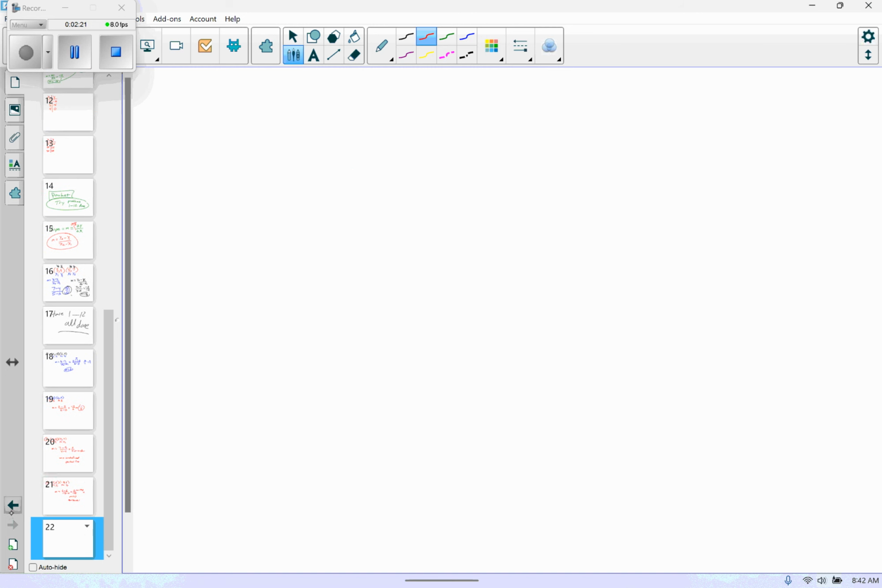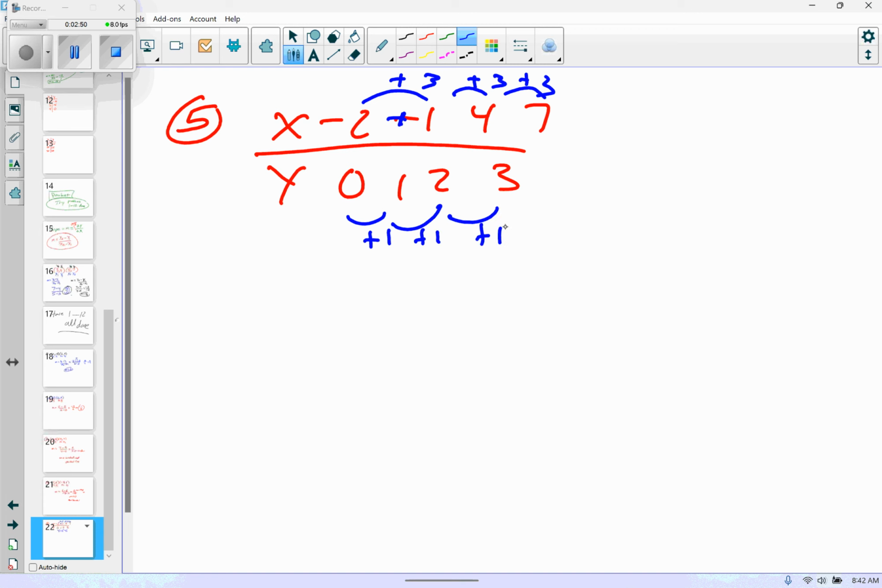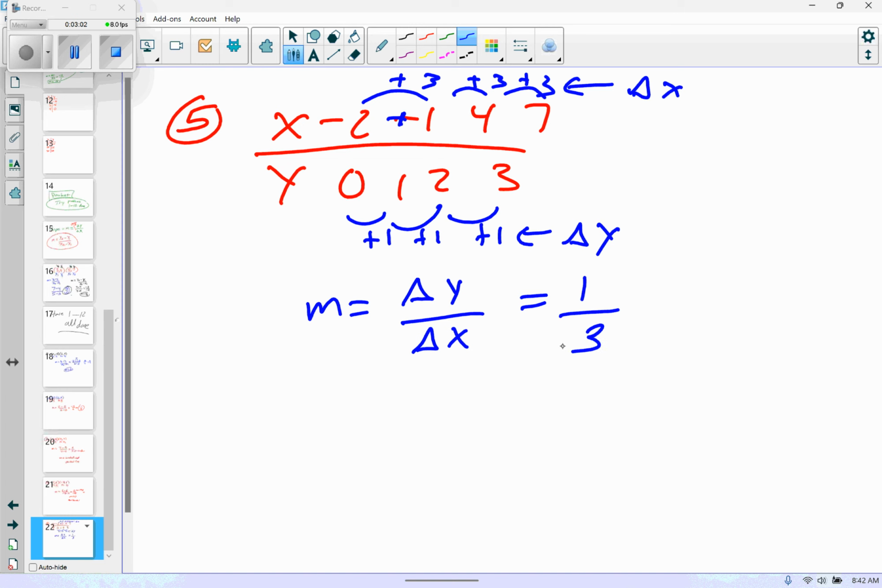Okay, number 5. We have our grid, x and y. We can do this one of two ways. 0, 1, 2, and 3. Notice our x values, looks like we add 3, add 3, add 3. Here we add 1, add 1, add 1. That's good. We have a pattern that we see. Remember, slope is also the change in y over the change in x. This is the change in y, which is 1. This is the change in x, which is 3. So our slope is 1/3.